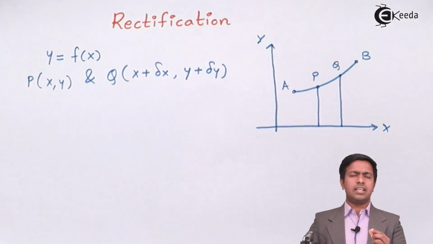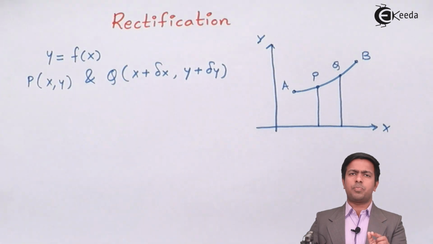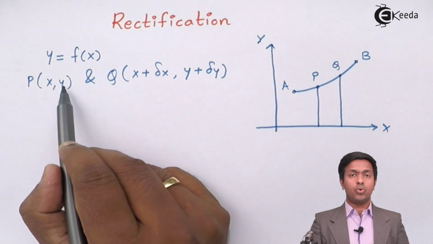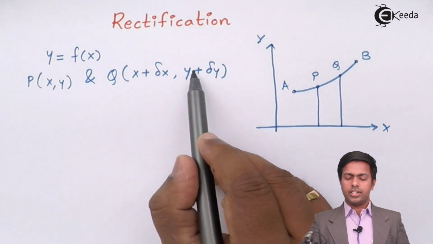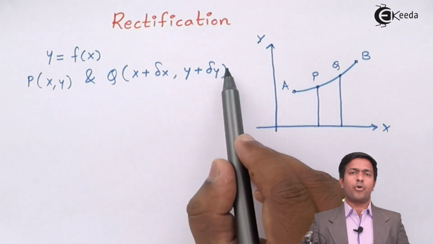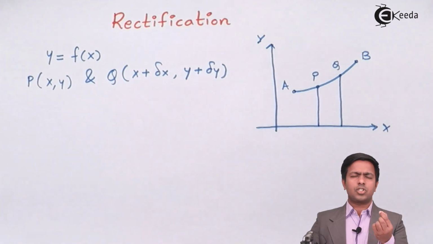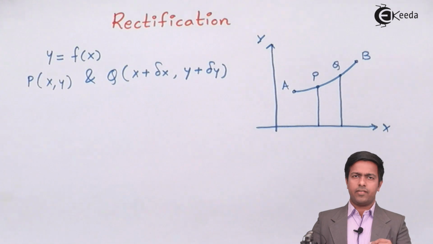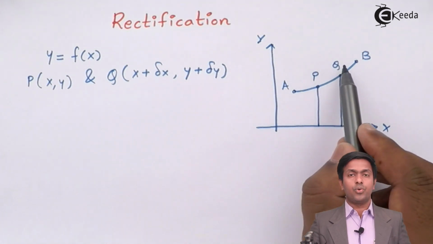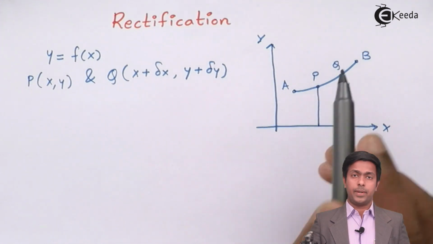So del x is the smallest part of x. So it means, let's say x and y is 1 and 2, so this will be like 1.01, and this will be 2.01. So del x and del y are the smallest part of x and y. So it means we can say that this point Q is very close to P.